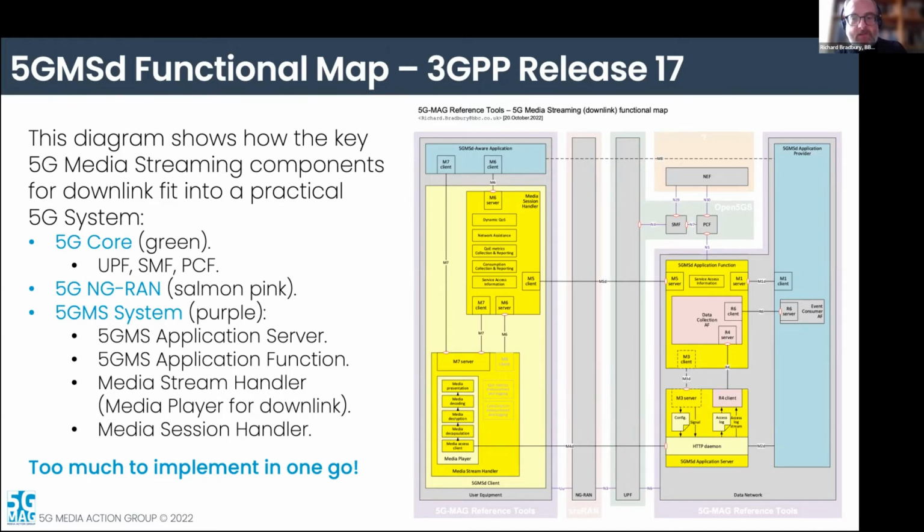And there's some reference points, and unfortunately they have duplicate names to some of the ones that are used for the LTE based 5G broadcast. The important ones are the reference point M1, which is used for provisioning, M2, which is used for media ingest, M3, which is not actually defined by 3GPP yet, but is used as a configuration interface between the application function and the application server, M4, which is used to actually stream media from the application server to the media player, and M5, which is used to control things.